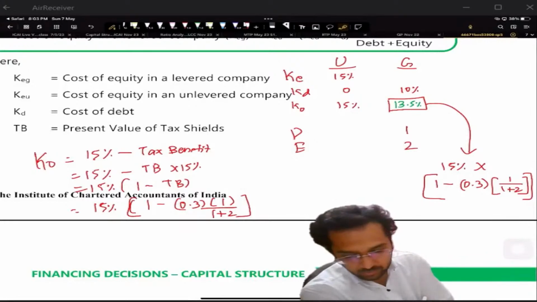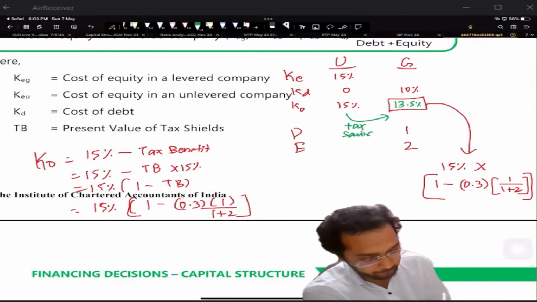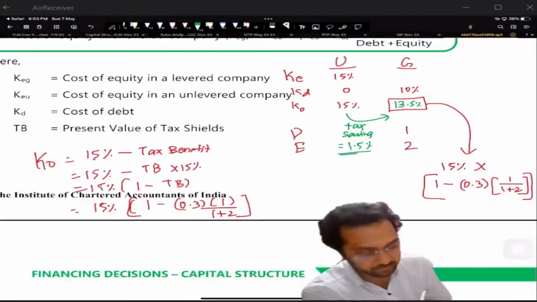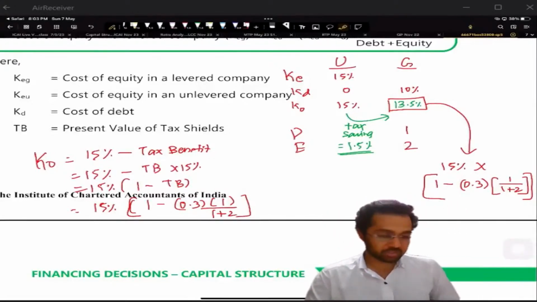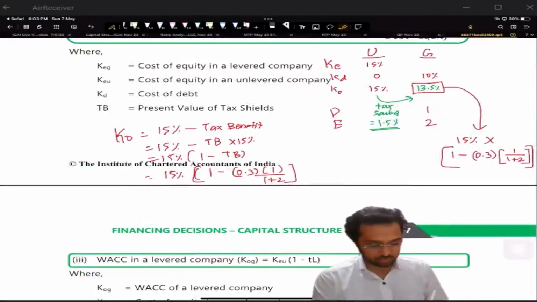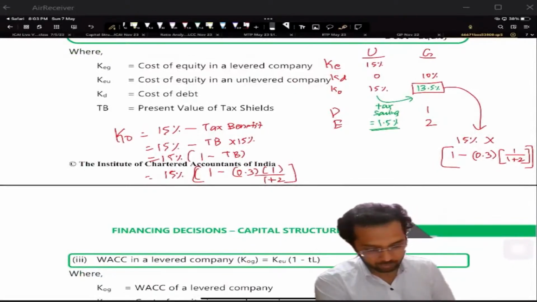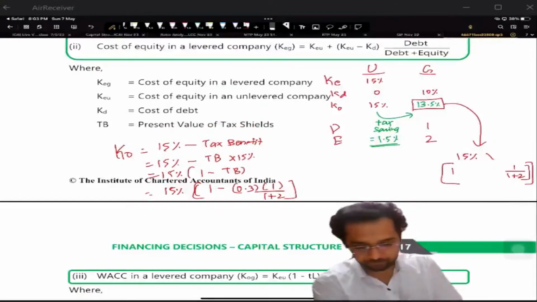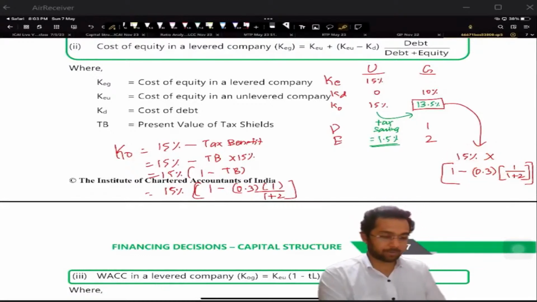It means that due to tax, there is a tax saving of 1.5%. I can say your KO gets reduced by 1.5% because of the tax. So that's somewhat the logic I have tried to explain to you. The formula is 30% of the debt divided by the total capital, as reduced from the overall cost of capital.